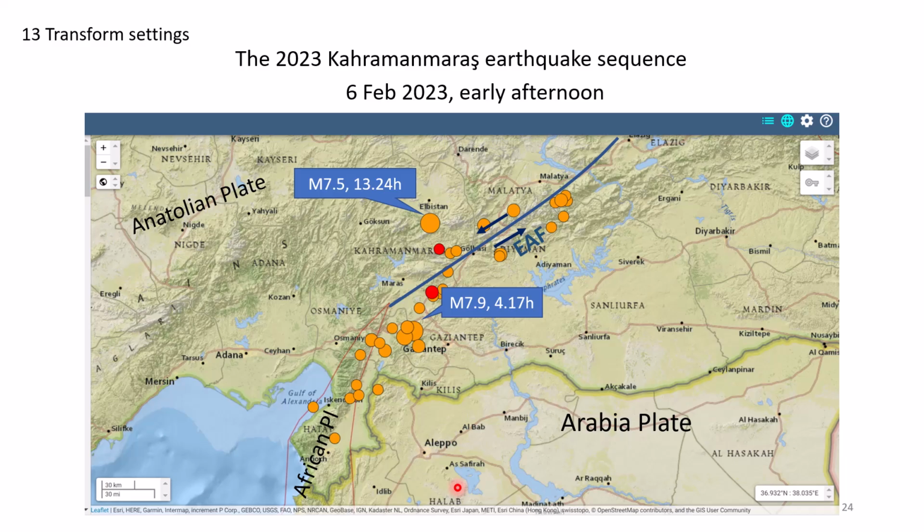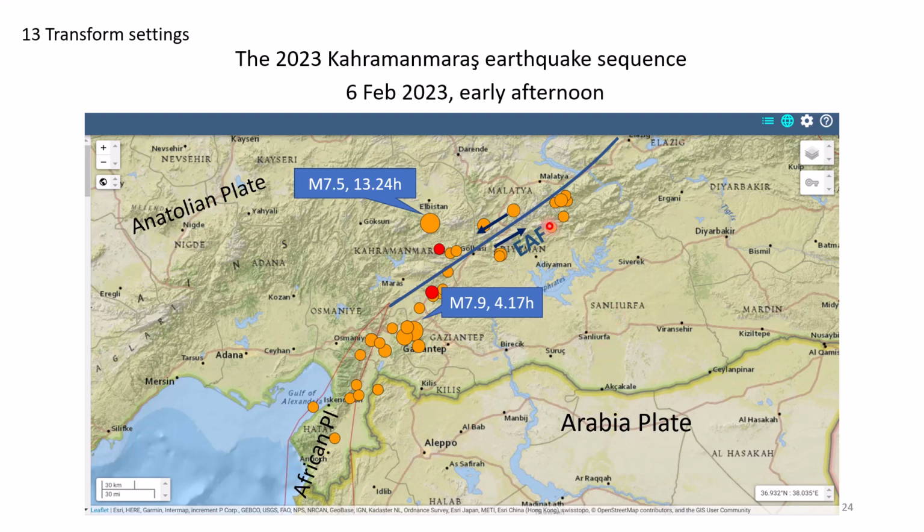In the early morning hours of the 6th of February at 4:17 local time, there was the major earthquake shock. A 7.9 magnitude earthquake took place very close to a major city, Gaziantep, in southeast Turkey, not far away from the Syrian border. And we see here the plate boundaries between the African plate, the Anatolian plate, and the Arabia plate. Highlighted here the East Anatolian Fault with a sinistral movement indicating that the Anatolian plate is shifted westwards compared to the Arabia plate.